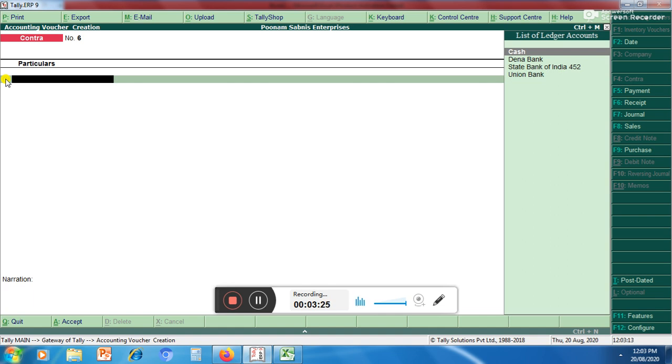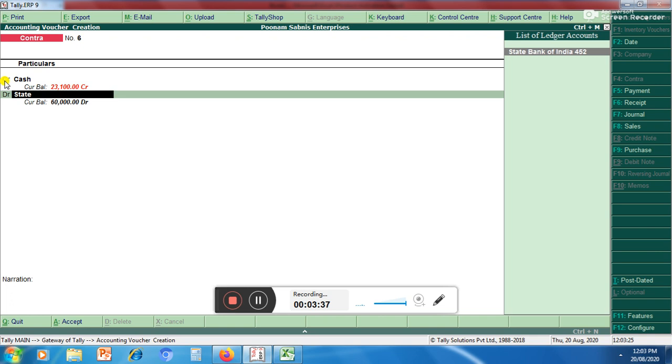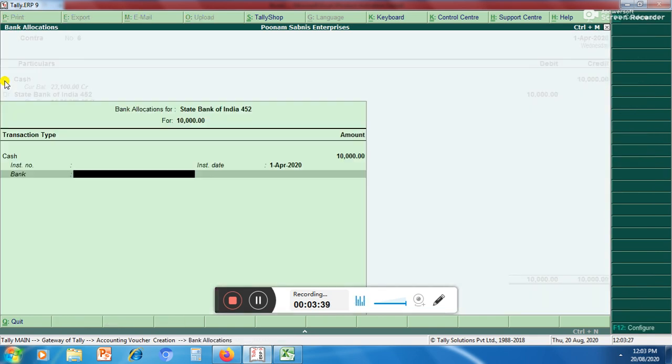State Bank of India will be debited. Why? Because State Bank of India is receiving the money. So here it is asking for credit. So credit cash, say 10,000, from State Bank of India. So these are deposit entries.